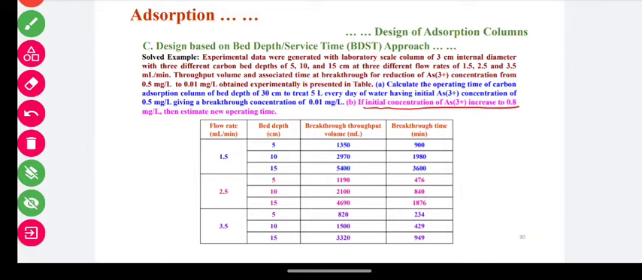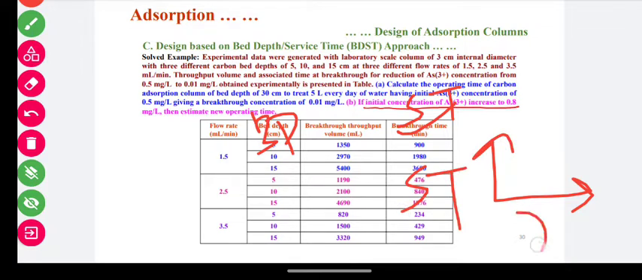This is the bed depth service time approach. In this, all the data is given. What we have to find out is the operating time, and a new operating time when the concentration changed to 0.8. Earlier it was 0.5. So we have to find out two operating times. This is the breakthrough time, you can also call it the service time. This is the bed depth, BD. So we will plot the graph between service time and bed depth.